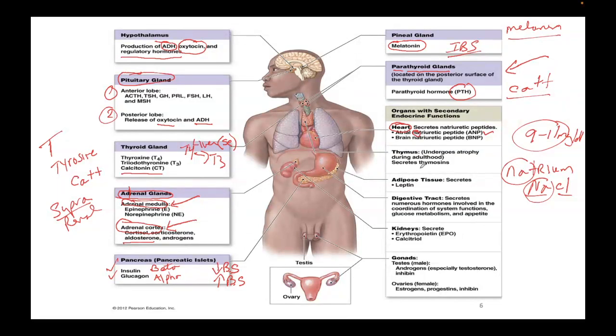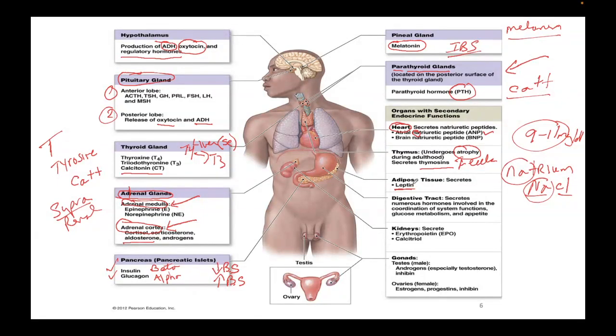The thymus secretes thymosins, which are involved with your immune system, and it helps your body make T cells for the immune system. The thymus grows rapidly in the first few years of life, but then as we get older, it goes through atrophy. It starts to deteriorate, which is why the immune system can get a little bit weaker as we get older. The adipose, which is fat, secretes leptin.